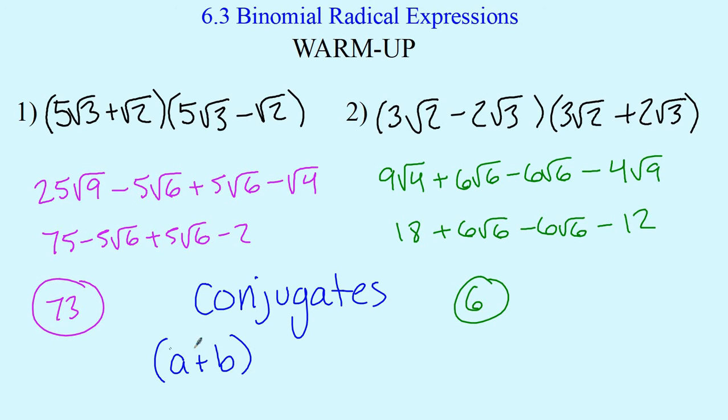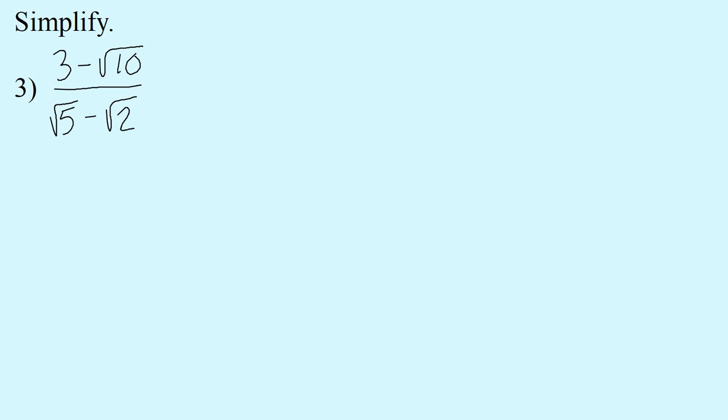A binomial is two terms. You're either adding or subtracting. And then the conjugate would then be A minus B. You leave A and B alone, so whatever value of A is, whatever value of B, but all you do is change the middle sign. Okay? When you multiply, you'll get a nice number. All right, now, why would I want to do that?